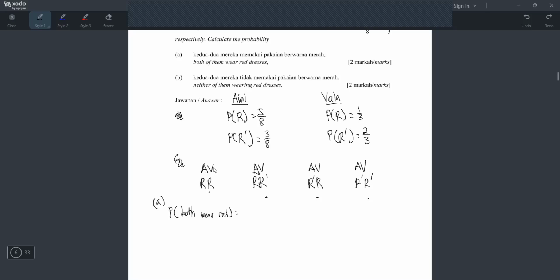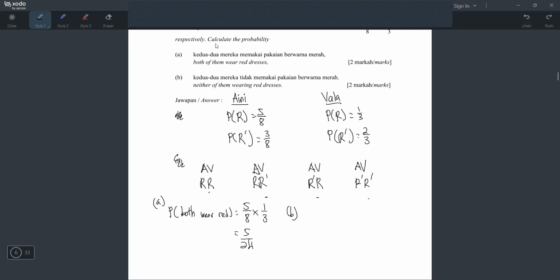So Aini red times Vala red. Aini red is 5 over 8 times Vala red, 1 over 3. Okay, why times? Why not plus? Because it's Aini wearing red and Vala wearing red. If it is and, you have to multiply. So top times top, bottom times bottom, you will get 5 over 24. All right, that's how you do A.